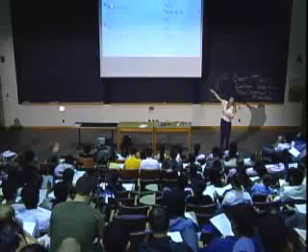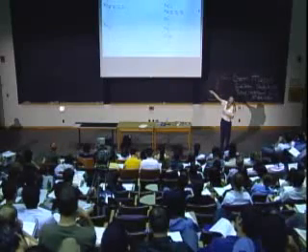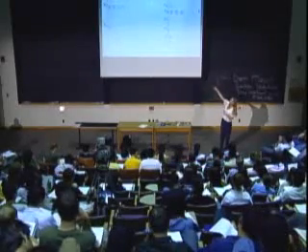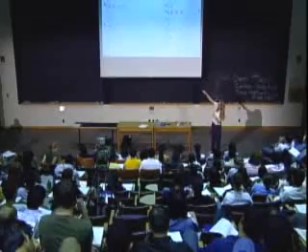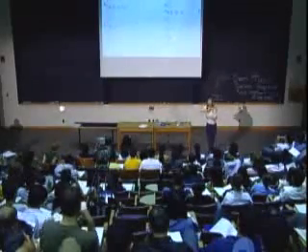Here at n equals 2, we've got 4 degenerate states. Here at n equals 3, we've got 9 degenerate states. Here at n equals 4, we've got 16 degenerate states.